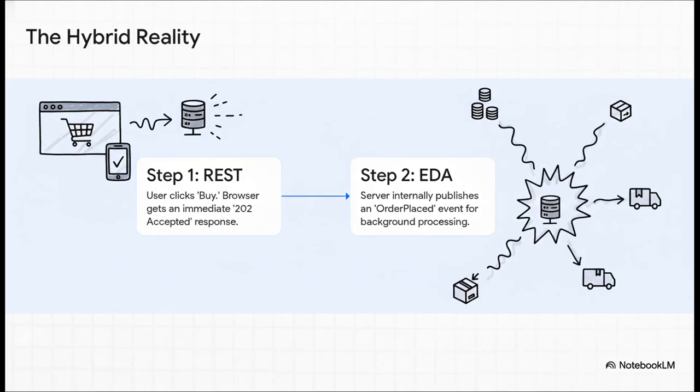But here's the thing. In the real world, it's almost never one or the other. Most modern apps are a smart hybrid. So when you click buy, your browser makes a quick REST call and you get an instant "got it, your order's in" message. That's step one. Then behind the scenes, the server fires off an order placed event. All the heavy lifting, billing, inventory, shipping, that happens asynchronously using EDA. You get the best of both worlds, a snappy experience for the user and a super resilient backend.